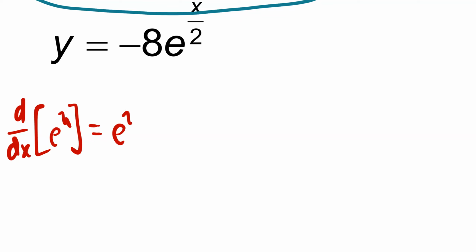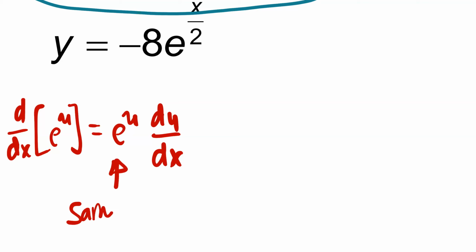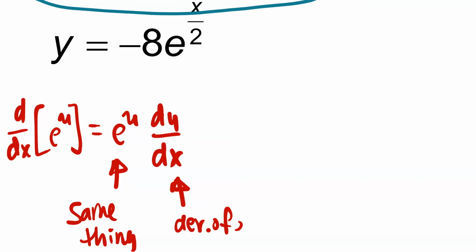So d dx of e to the u is equal to e to the u times du dx. So it's just the same thing in terms of derivative, and then whatever the derivative of your exponent is. That's what du dx is saying: whatever the derivative of whatever is in here.